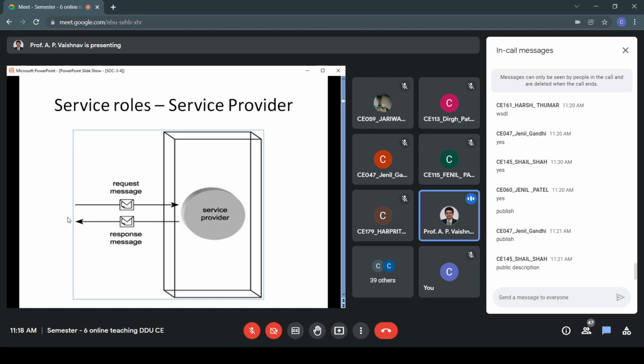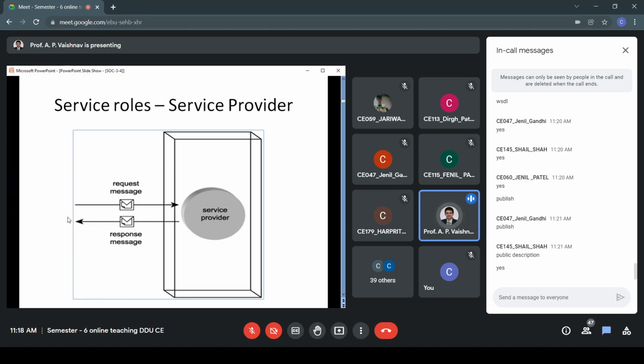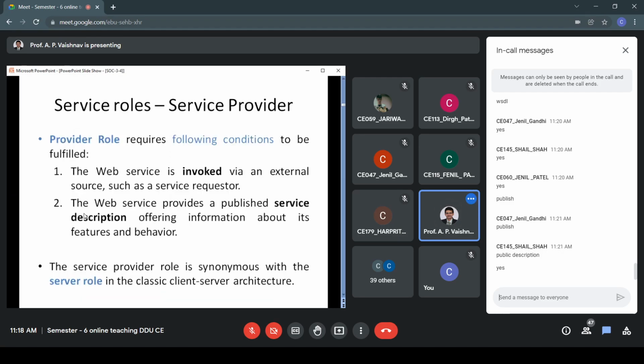Yes, correct. Because your request message is based on description. I hope you understood that context, right? Request message is based on your description or your WSDL file. So that is why the first constraint is publish and then wait. Okay, then only you can act as a provider service. So that is given over here.